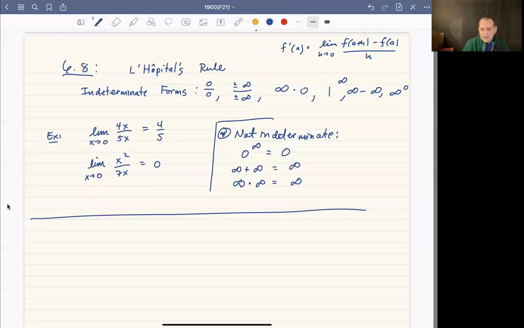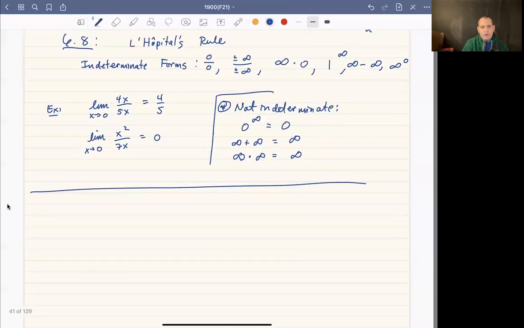So let's state L'Hopital's rule, and then I want to do a few examples. I think I'm going to break this up into a few videos because there's a little bit of theory that I want to get into here as well. So L'Hopital's rule says the following.